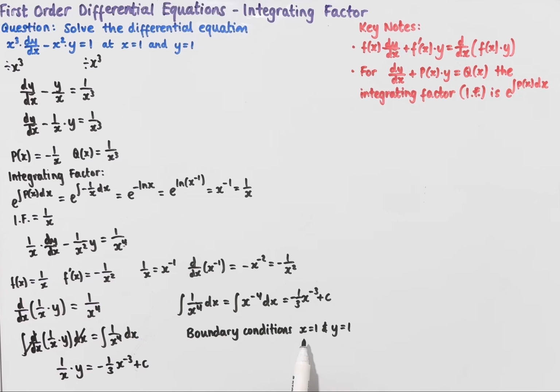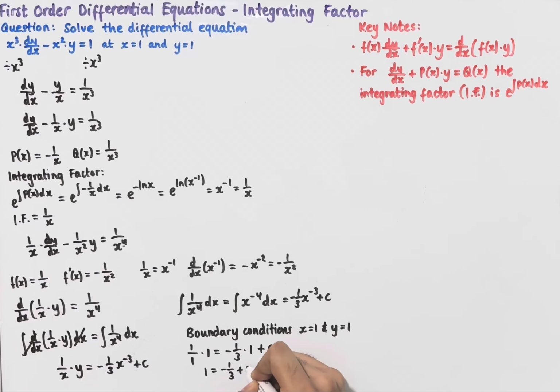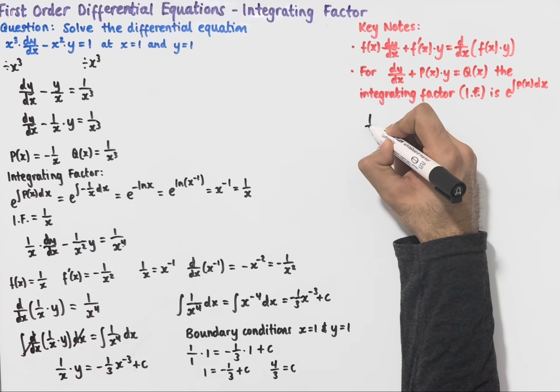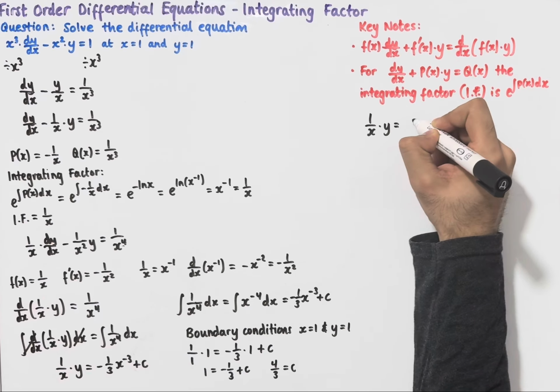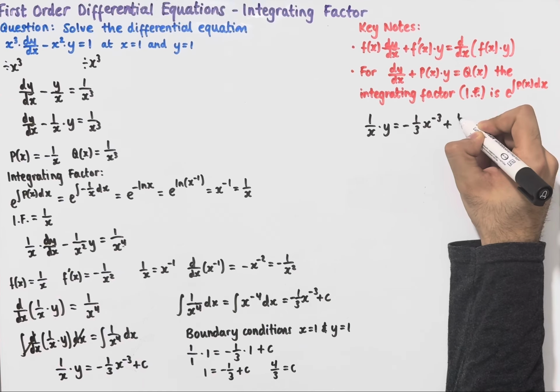Now if we use our boundary conditions x equals 1 and y equals 1 and substitute into this equation, we end up with 1 over 1 times 1 equals minus a third, and now x is equal to 1 here, so 1 to the power of minus 3 is just 1, and then we have plus c. So this simplifies to 1 equals minus a third plus c, and now if we add a third to both sides, we end up with 4 over 3 equals c. And so therefore our equation now becomes 1 over x times y equals minus a third x to the power of minus 3 plus 4 over 3.